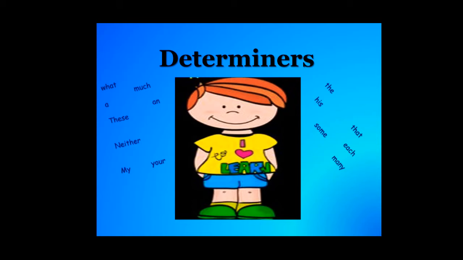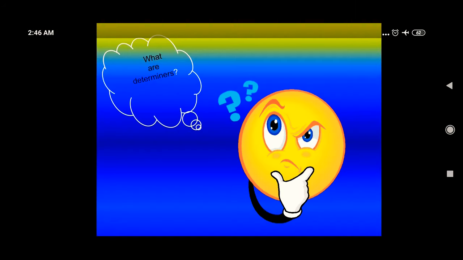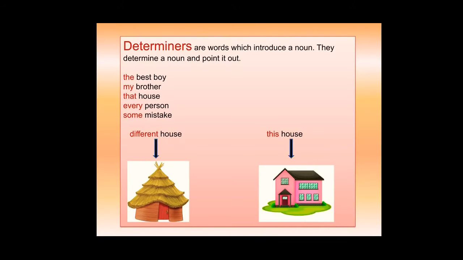When you hear this word, I'm sure you must be thinking, what are determiners? To understand it better, you must know the meaning of determine. Determine means to define something. So we will talk about some words here which will decide a noun or a noun phrase. Let's see the definition. Determiners are words which introduce a noun. They determine a noun and point it out.